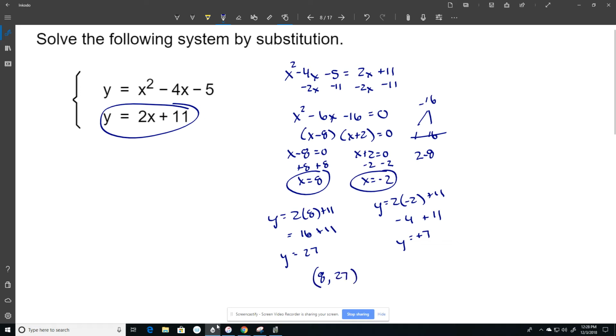There's my first answer, and I need to be careful that I put a comma in between my second answer, which is negative 2 and 7. Don't forget that comma, or the computer is going to think that you got the answer wrong.